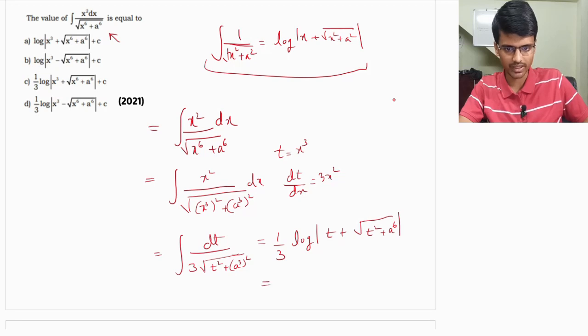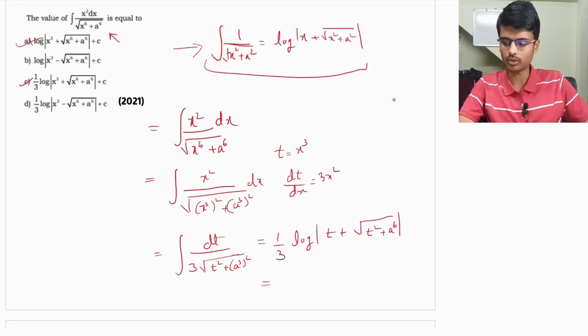So again I can replace my t with x cube. So what do I get? The correct answer is option A, right? Or sorry, 1 by 3, no? So the correct answer is option C. Okay, so this is how you approach this kind of question. We know this direct formula, the standard formula. How can we apply our standard formula to the given question? We have to mold the question so that it comes in the standard form. Then we apply our direct formula. This is the way you need to approach the questions.